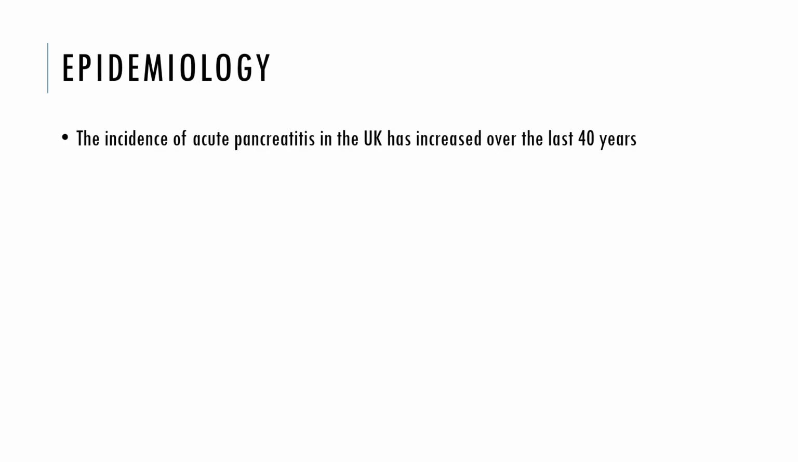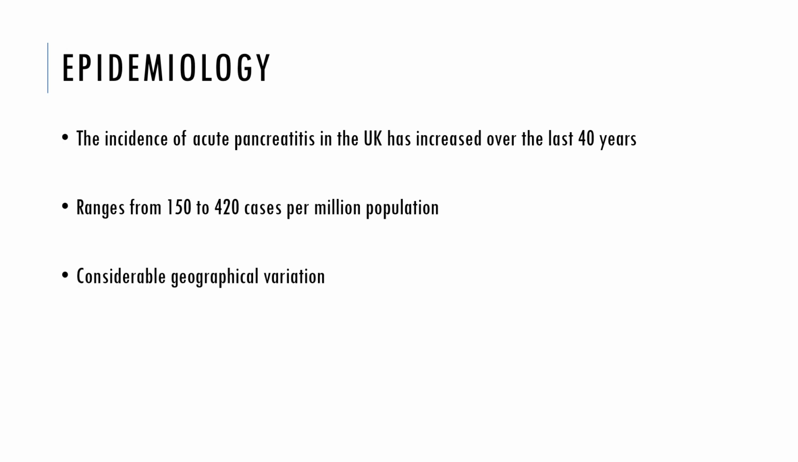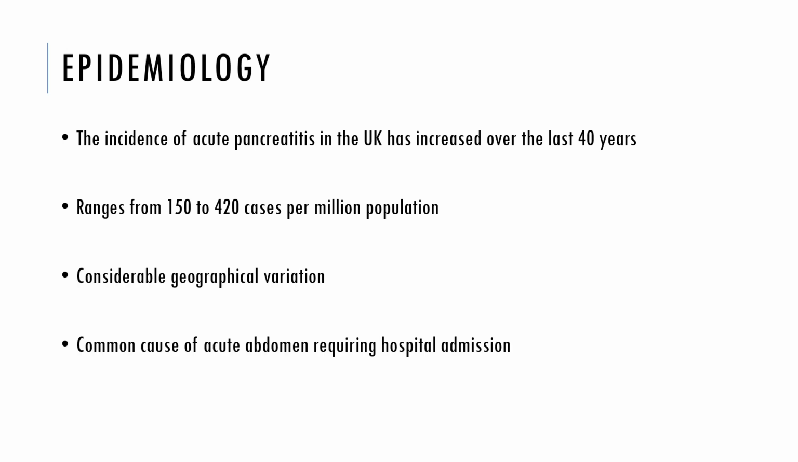The incidence of acute pancreatitis in the United Kingdom has increased over the last 40 years. The actual incidence ranges from 150 to over 400 cases per million population. It shows considerable geographical variation, however, it is one of the most common causes of acute abdomen requiring hospital admission.